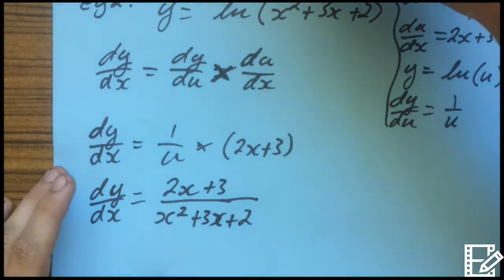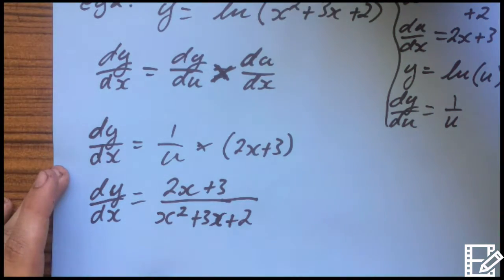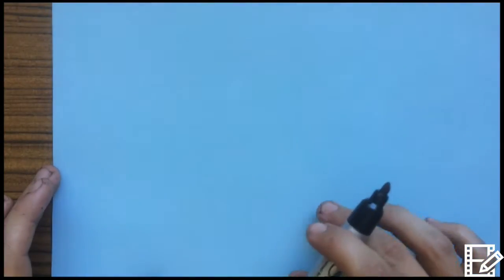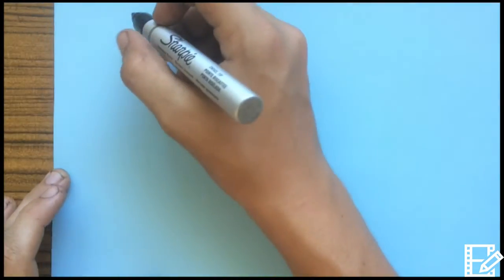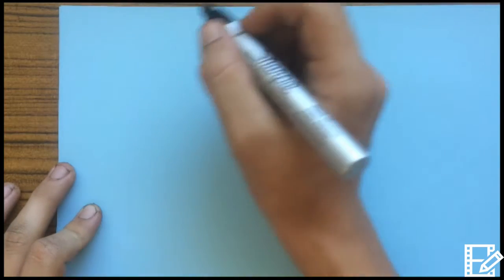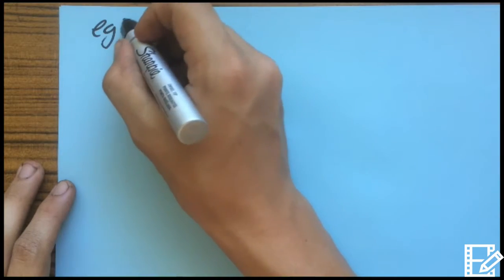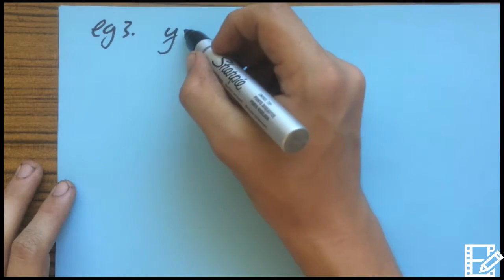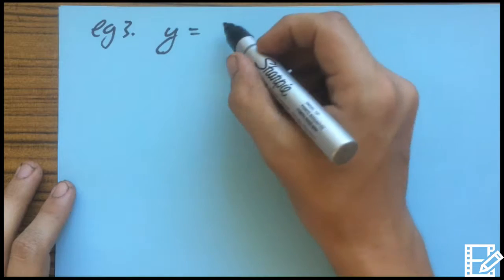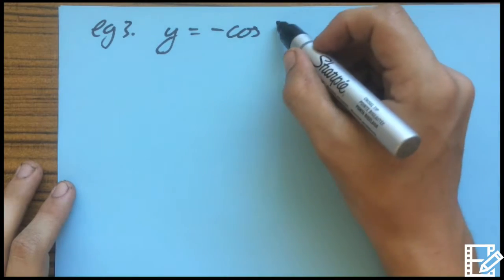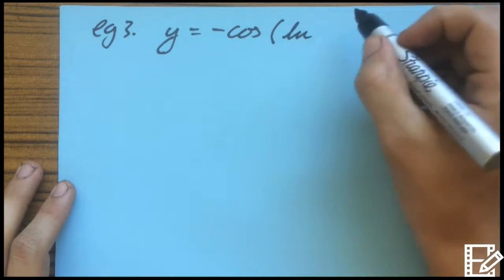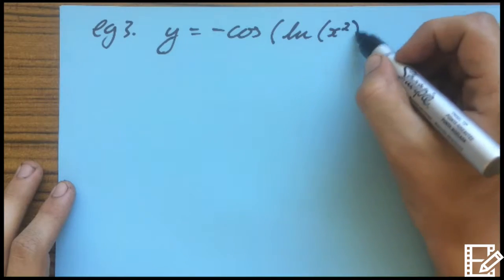Okay, so for another example, we'll do an example with a function within a function within a function. So let's say y equals negative cosine of ln x squared.